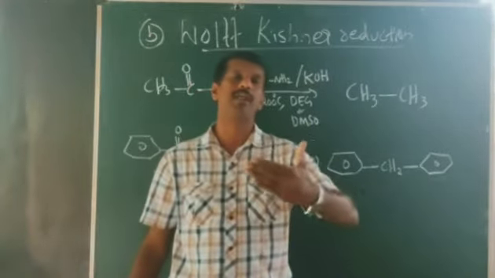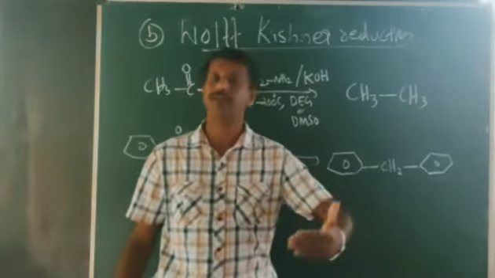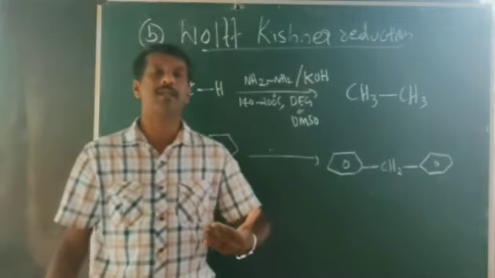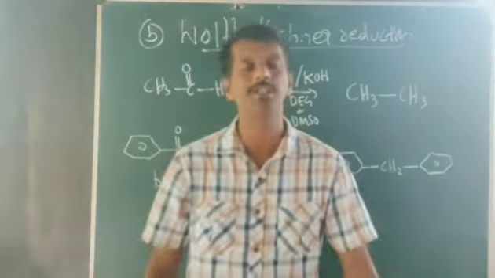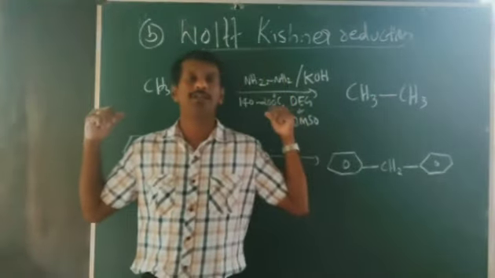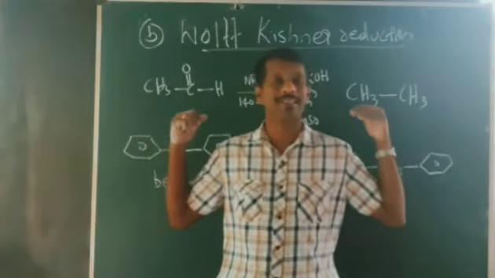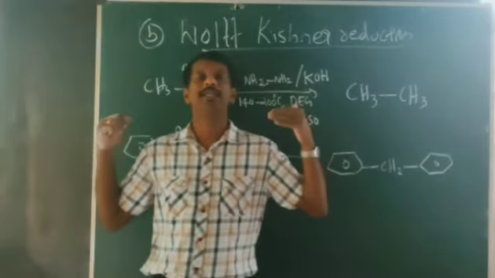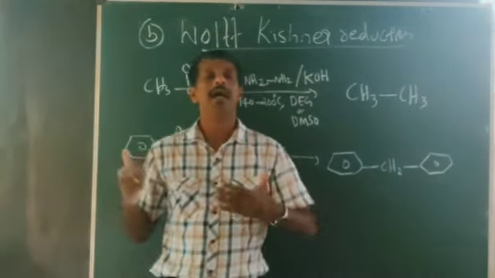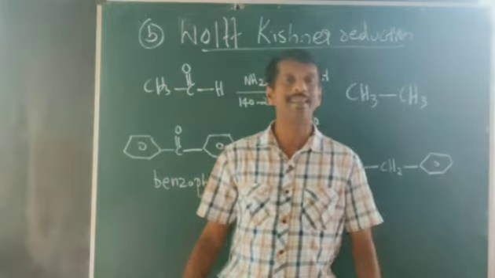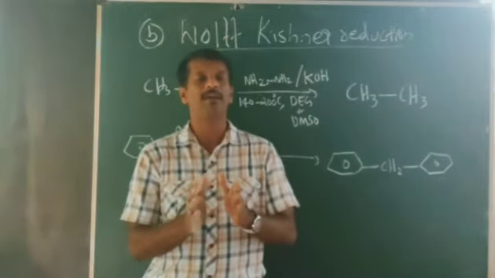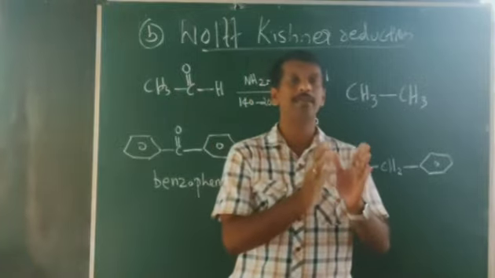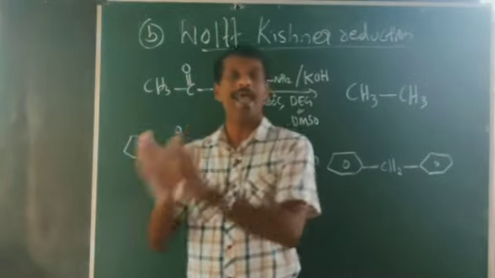So this is the reduction of aldehydes and ketones into alkane. There are two types of reduction: Clemmensen reduction and Wolff-Kishner reduction. In Clemmensen reduction, the reducing agent is zinc amalgam and concentrated HCl. But in Wolff-Kishner reduction, the reducing agent is hydrazine and KOH in presence of DMSO or DEG at a temperature of 140 to 200 degrees Celsius. Okay, this is the first class of reduction of aldehydes and ketones, that means aldehydes and ketones into alkane.